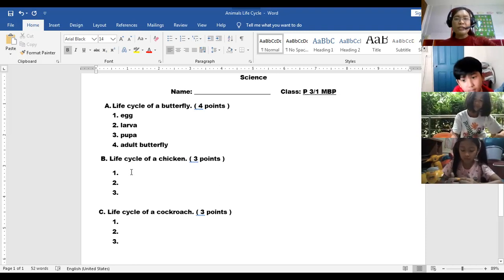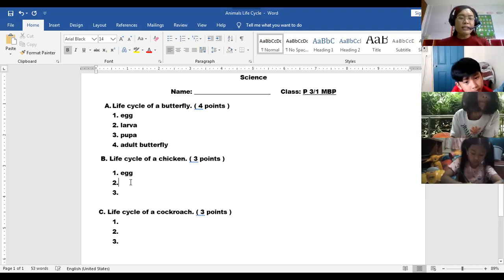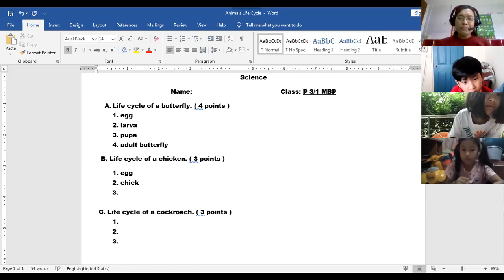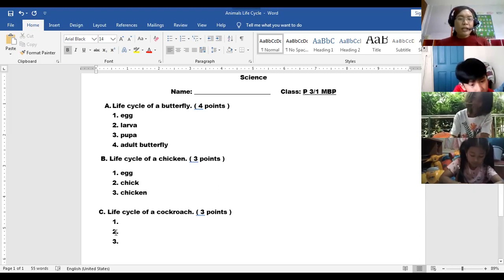What's the first stage? Egg. Very good. What's the second stage? Chick. Very good. What is the third stage? Chicken. Very good. Okay, now let's proceed to the life cycle of a cockroach.